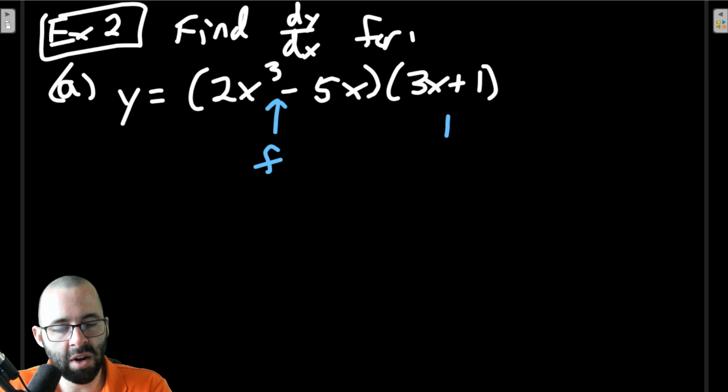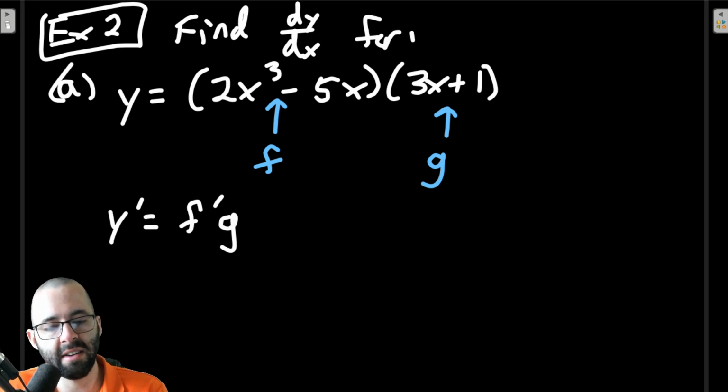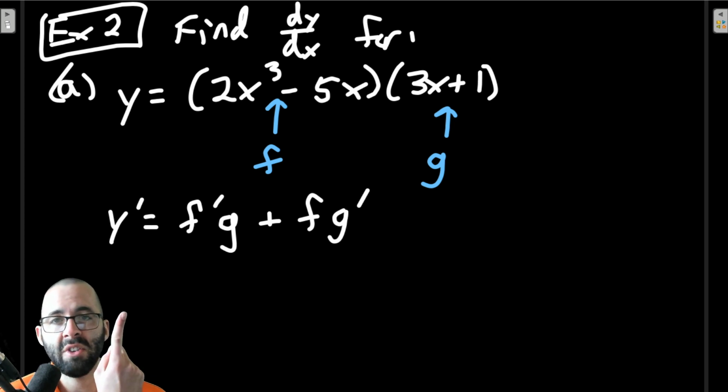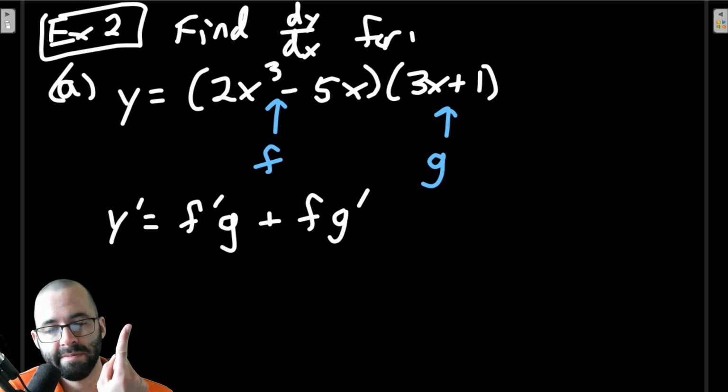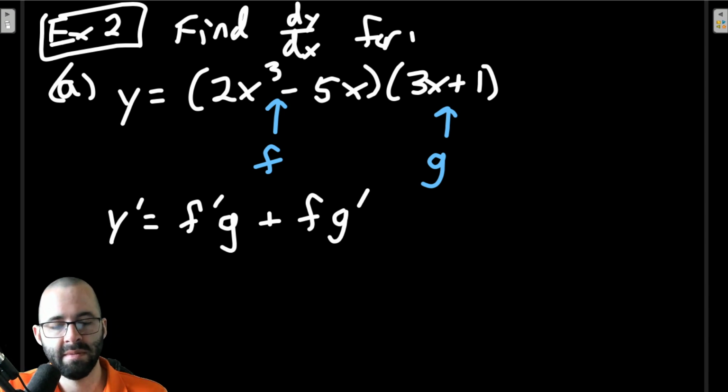So this first thing will be our f. This second whole thing will be our g. Let's see what we have. y prime is going to be the derivative of the first thing times the second, plus the first times the derivative of the second. I highly recommend writing this down every single time you use it. Two reasons. One, I'm not giving you the formula, so it's a good way to memorize it. Two, it really does make it easier to plug in each time.